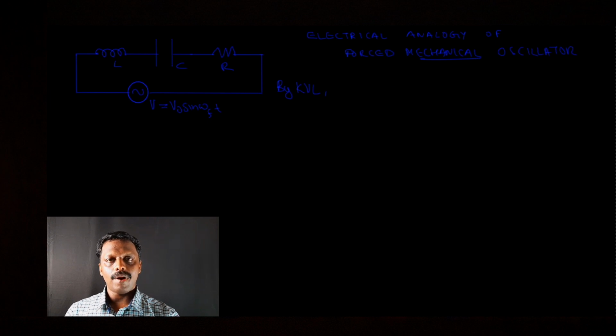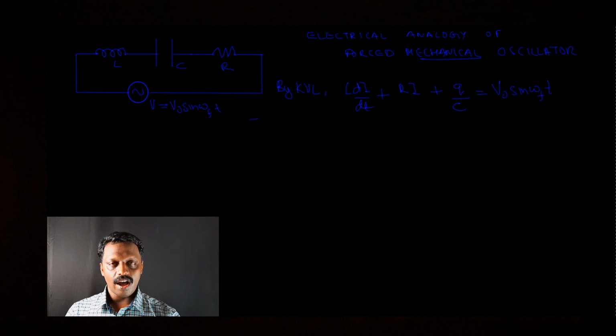So we can apply Kirchhoff's second law, that is the voltage law or loop rule, in the circuit. The potential difference across the inductor is L di by dt, that across the resistor is I times R, and that across the capacitor is Q by C. So the algebraic sum of the EMF and potential differences across the loop is written.